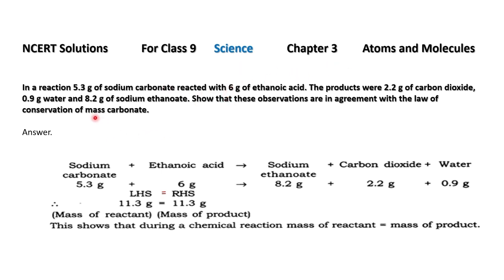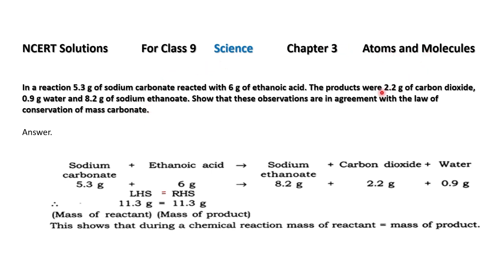First question: in a reaction, 5.3 grams of sodium carbonate reacted with 6 grams of ethanoic acid. The products were 2.2 grams of carbon dioxide, 0.9 grams of water and 8.2 grams of sodium ethanoate. Show that these observations are in agreement with the law of conservation of mass. That means the weight of reactants will be equal to the weight of products.